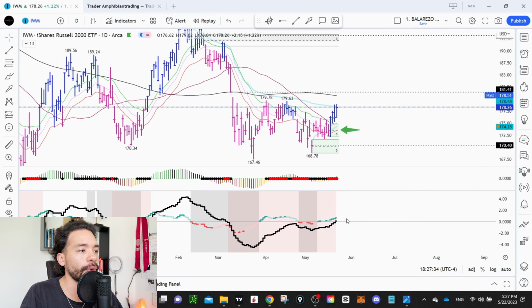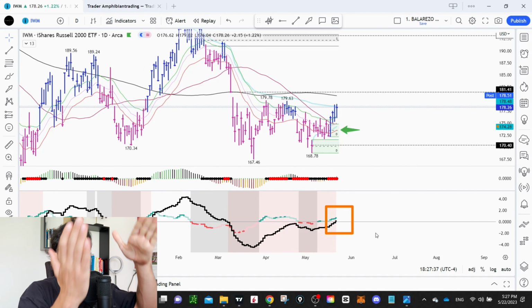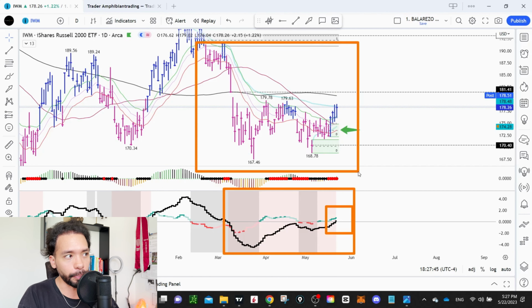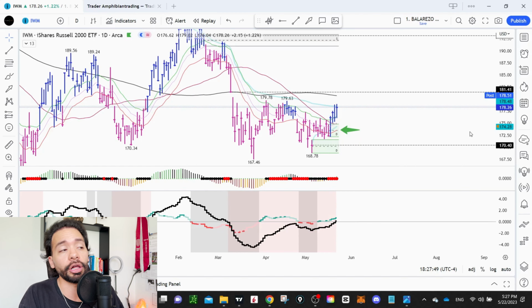First of all, you can see that right now my momentum indicator is starting to cross to the upside. That's something that we haven't seen since this moment right here, since the pullback and since the consolidation. So that is something that is really calling my attention.